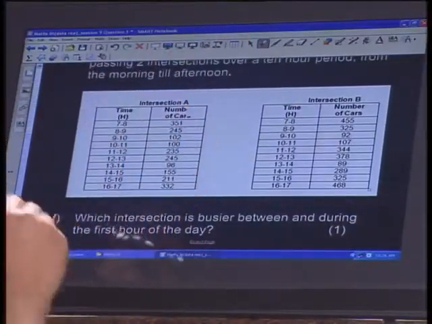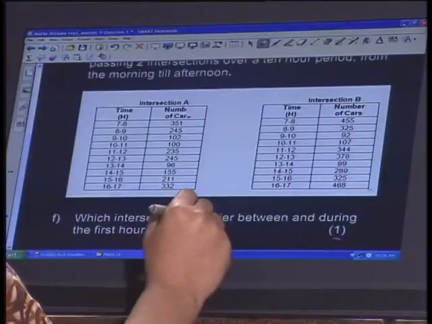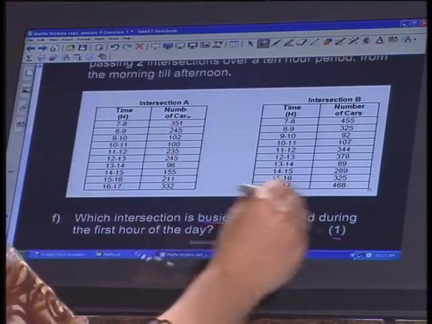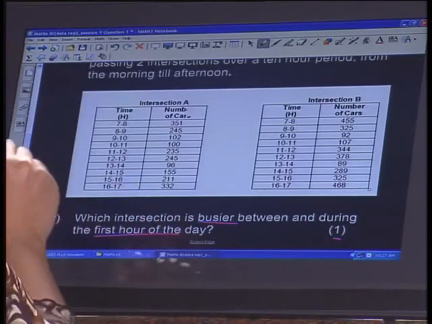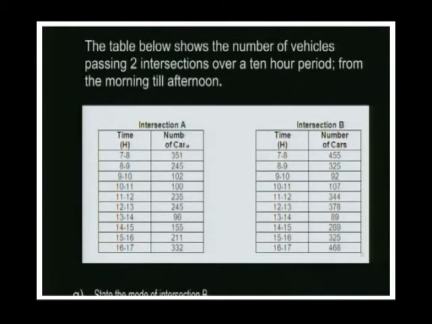We're looking at the same table. It says, which intersection is busier between and during the first hour of the day? 1 mark, basically just reading off the table. So I'm going to look at which intersection is busier. Busier intersection will have more cars. And between and during the first hour of the day, so going through this, the first hour of the day, we're comparing 7 to 8 in both cases, 351 and 455. So which is the busier of the two?